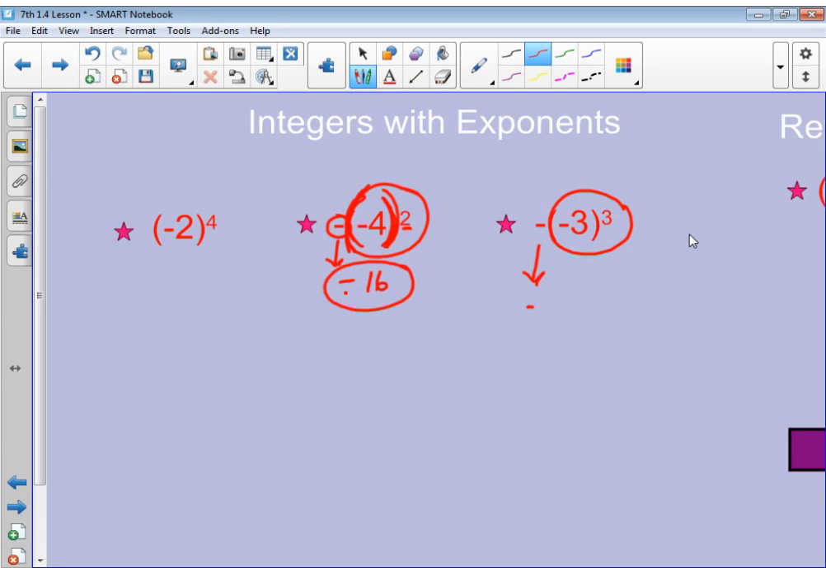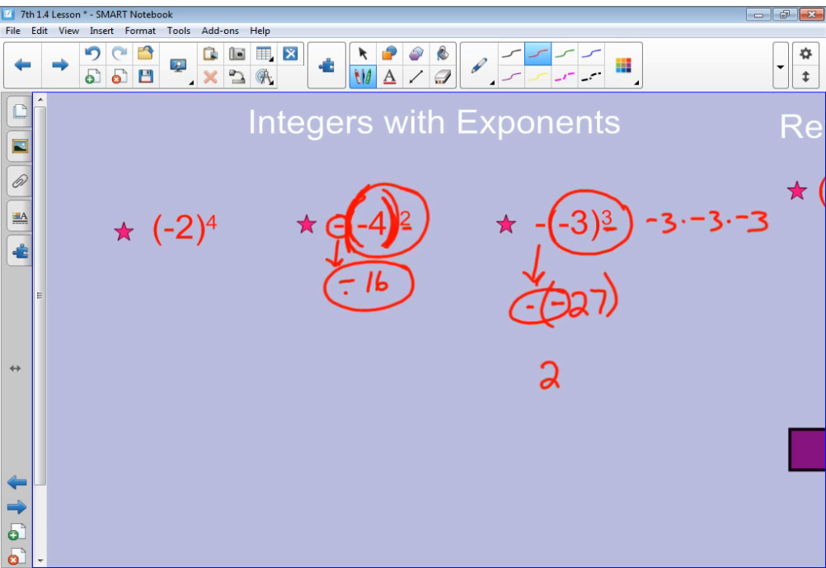So if we look at our exponent, 3 is going to tell me that there's 3 negatives, because it's negative 3 times negative 3 times negative 3. So 3 negatives tells me it's a negative answer. And then 3 times 3 is 9 times 3 is 27. Remember last week when we worked with this, what's our new answer going to be?